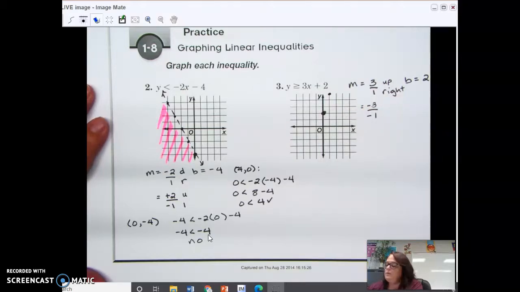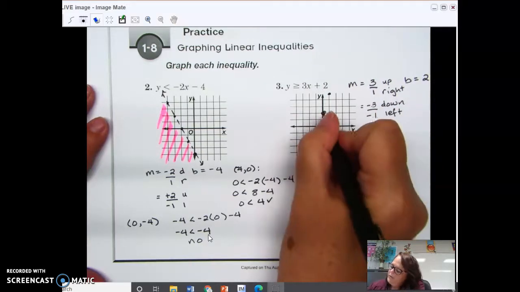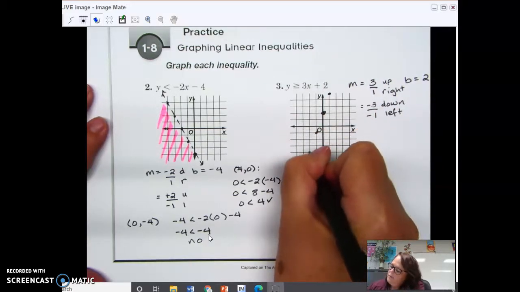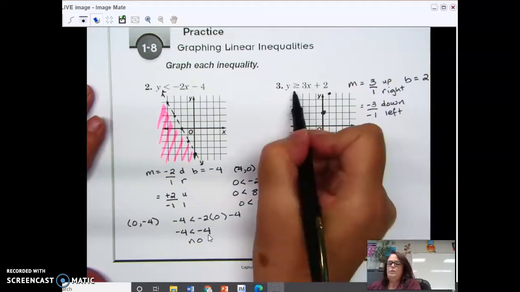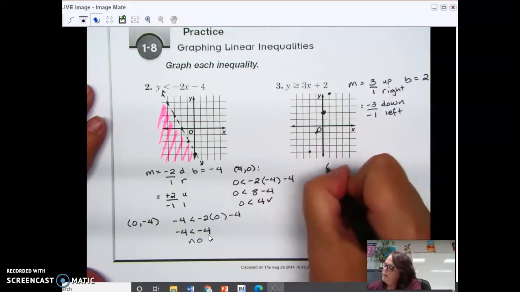So if I divide that, I still get +3, but now this tells me I can go down 3 and to the left 1. So if I go down 3 and to the left 1, we've got that. And then notice it says "or equal to." So I'll give you an example. So let's pick that y-intercept again.